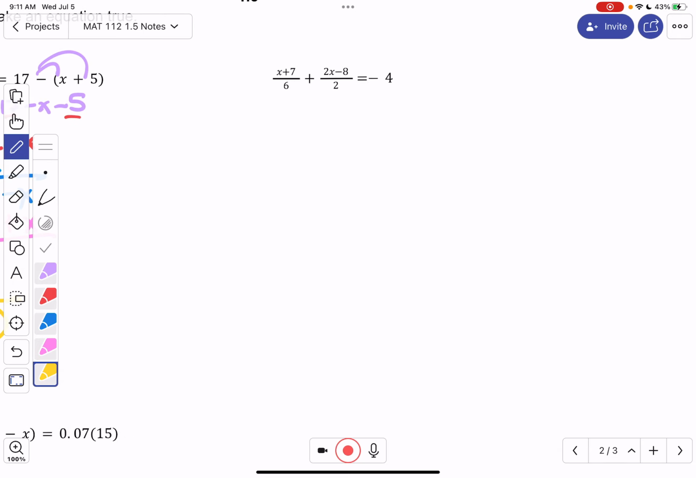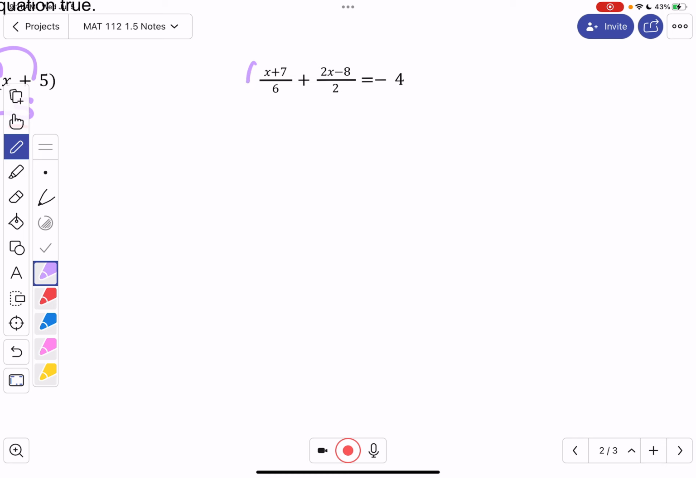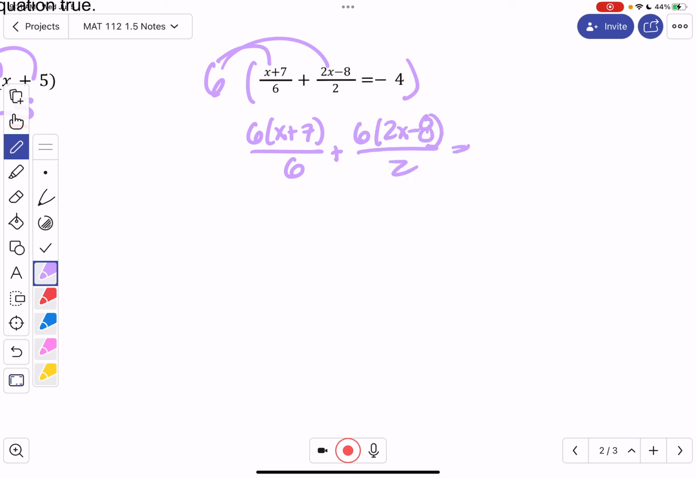On this one, it's the same thing. We just want to start by getting rid of the denominators. So we're going to use the least common denominator, which in this case is 6, because 2 goes into 6. So we multiply everything by 6. So if I distribute here, we get this. If I distribute here, we get this. And if I distribute here, we get negative 24.